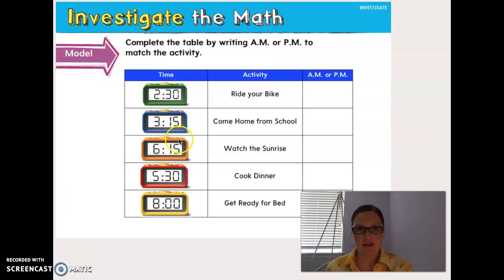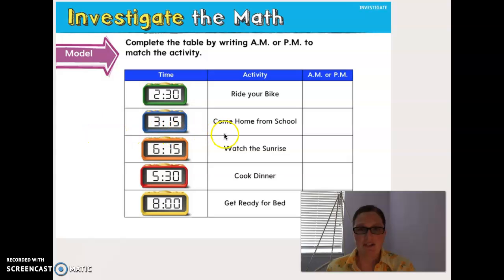So let's look at these ones here. Here's some examples. So our time is 2:30 and the activity is riding your bike. So would that be 2:30 a.m. or 2:30 in the morning, or is it going to be 2:30 p.m.? Okay, at 2:30 in the morning, it is still nighttime. It's still dark outside, and hopefully all of you are still sleeping in your beds. So this would be 2:30 p.m.